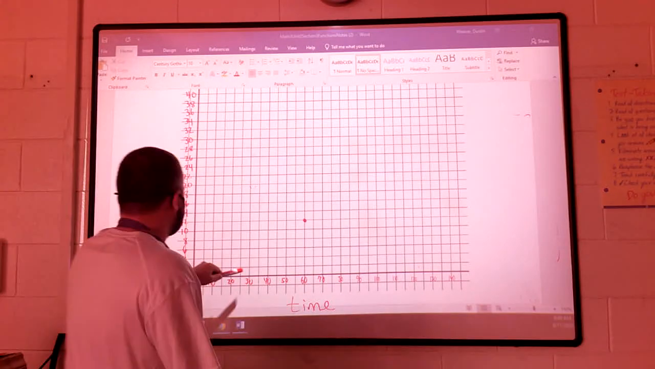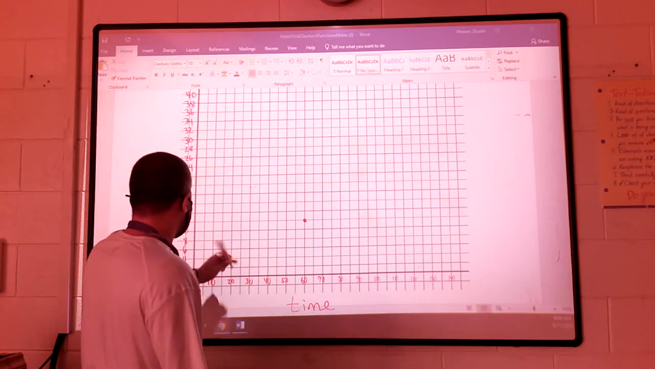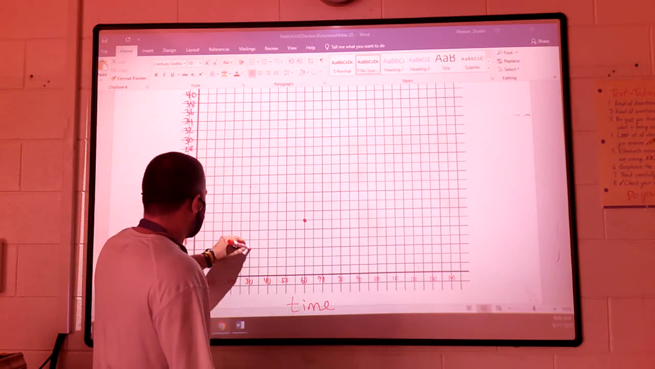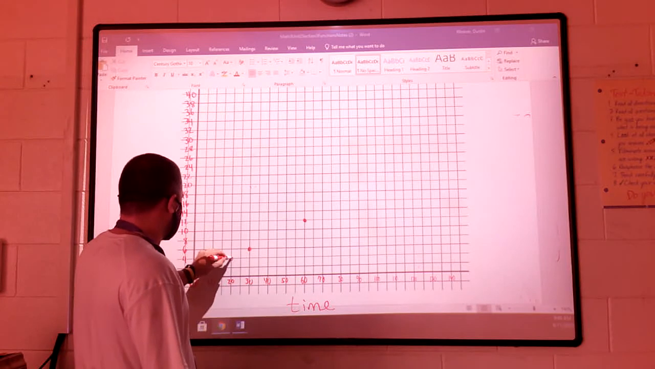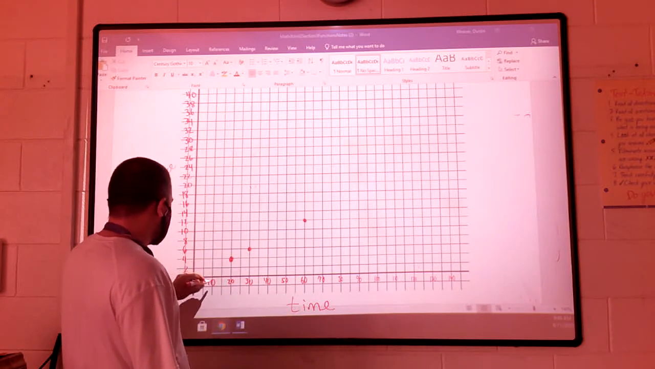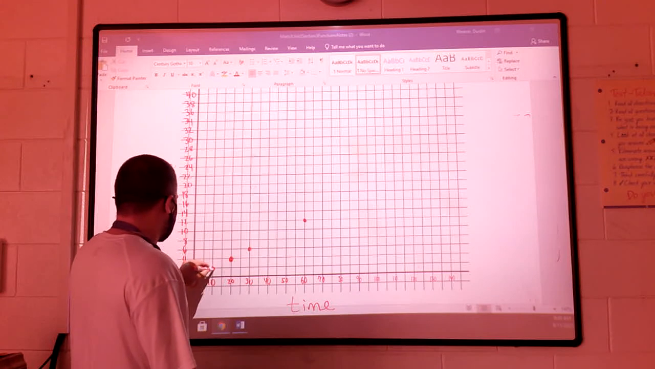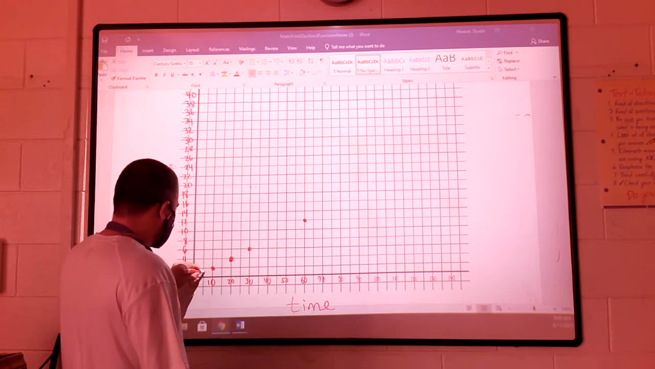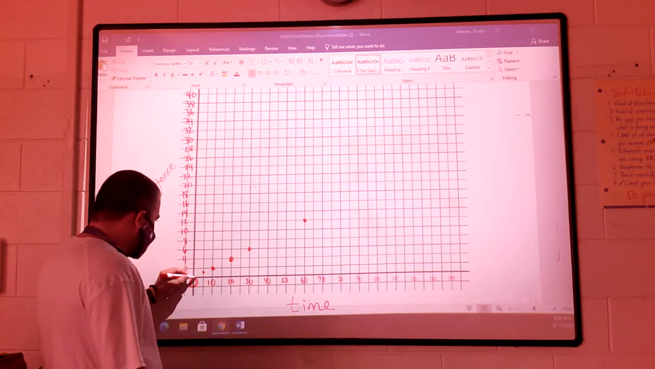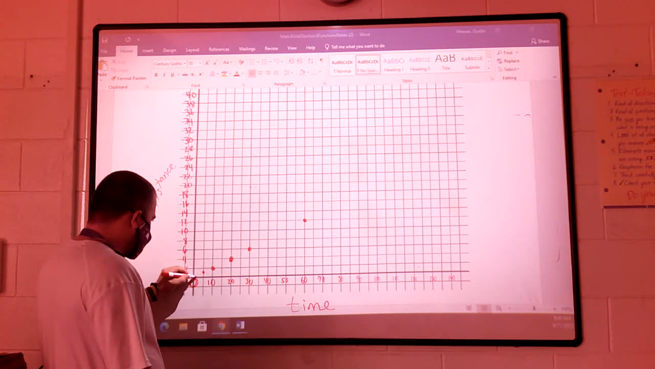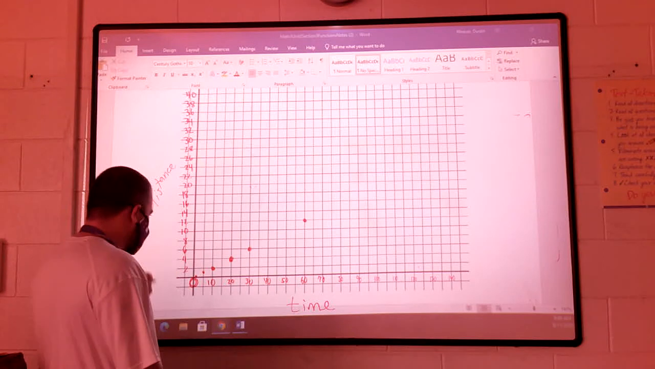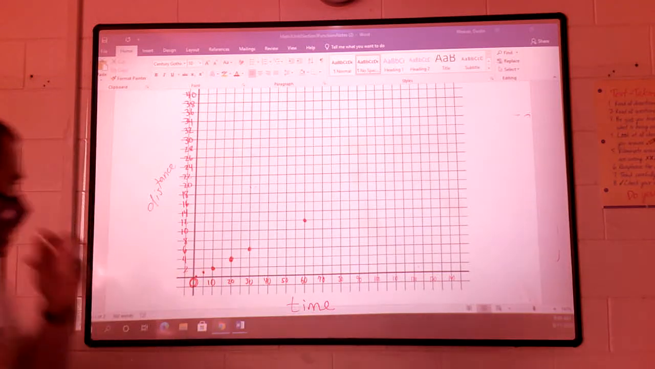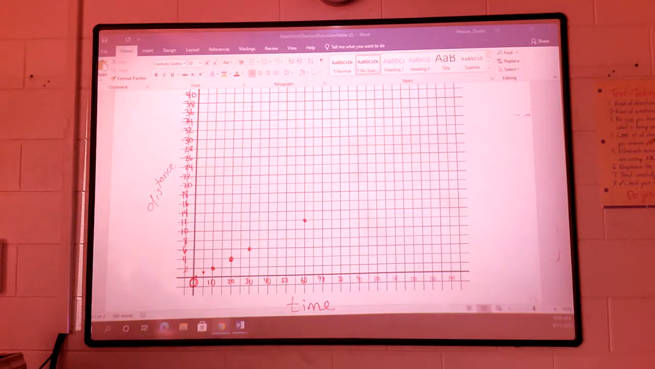So I go over to 30, go up to 6. At 20 minutes, I went 4 miles. At 10 minutes, I went 2 miles, right? At 5 minutes, I went 1 mile. That would be like right here. And then at 1 minute, I went 0.2 miles. That's got to be like right there. Very small. So I've got 6 different dots there, 6 different points.